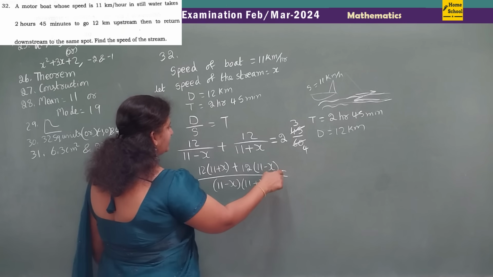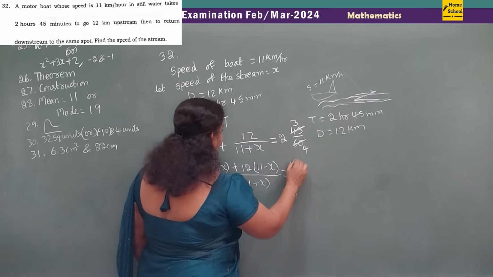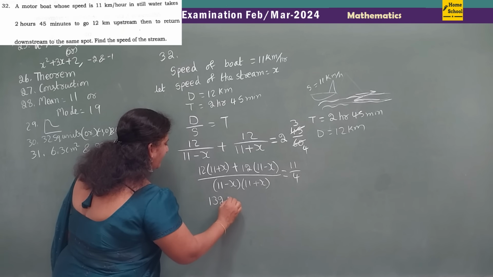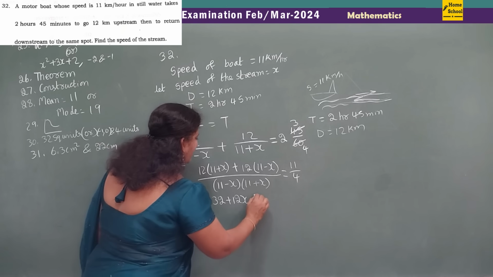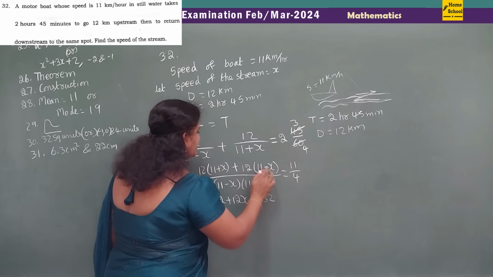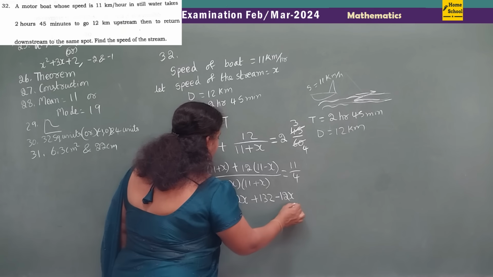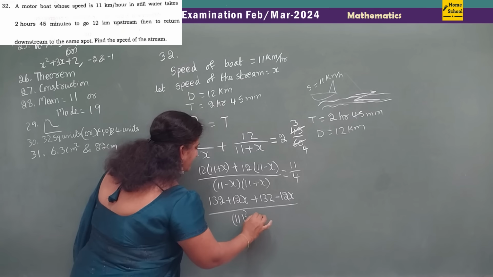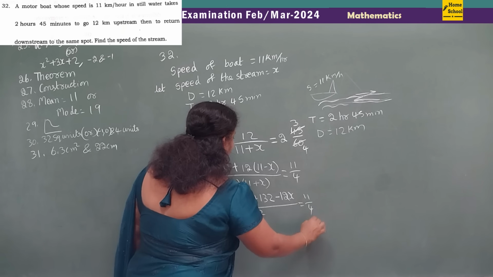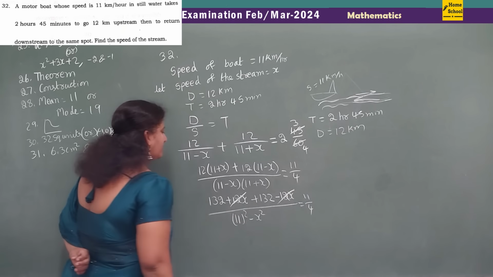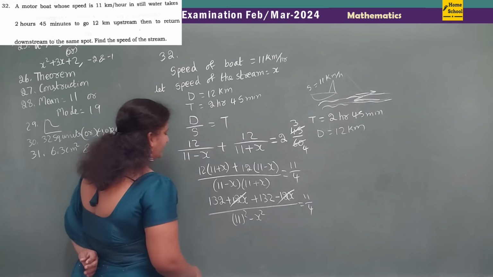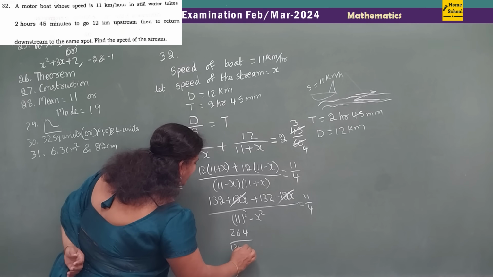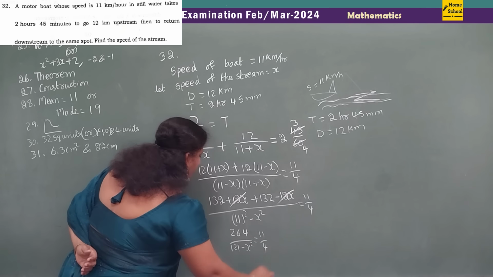Is equal to the mixed fraction converted: 4 2s are 8, 8 plus 3, 11, 11 by 4. 12 11s are 132 plus 12x, plus 12 11s are 132, minus 12 into x is 12x. By the a minus b into a plus b formula, you can apply a square minus b square, is equal to 11 by 4. Now plus 12x minus 12x will be cancelled. 132 plus 132 will be 264 by 121 minus x square is equal to 11 by 4.